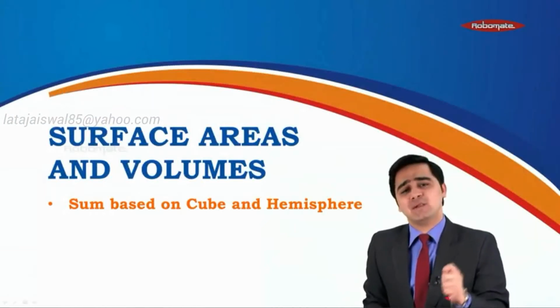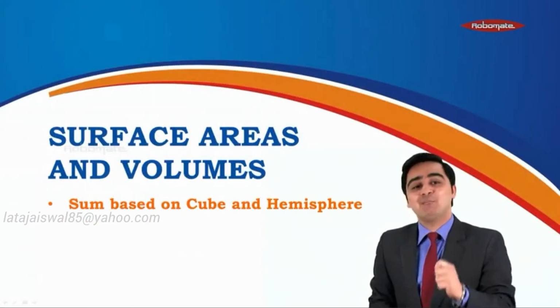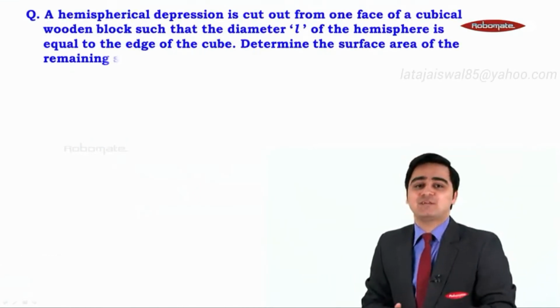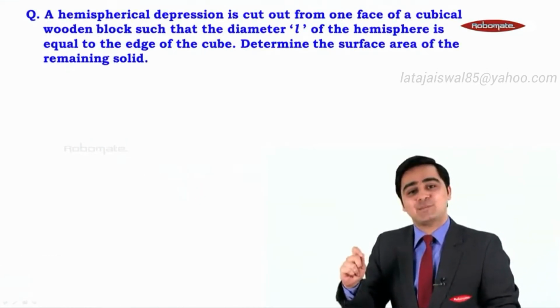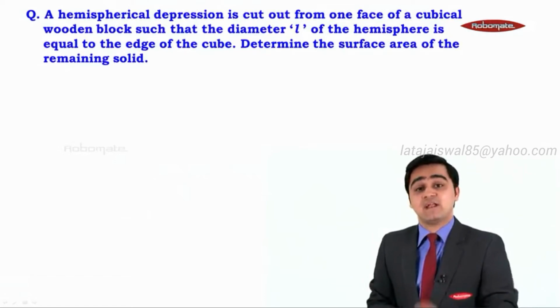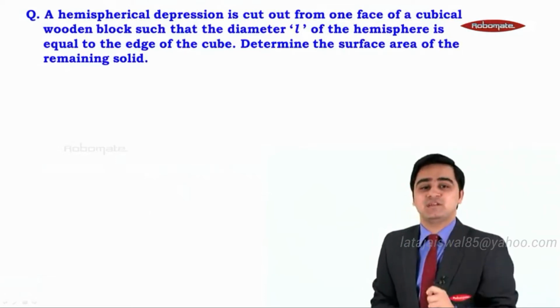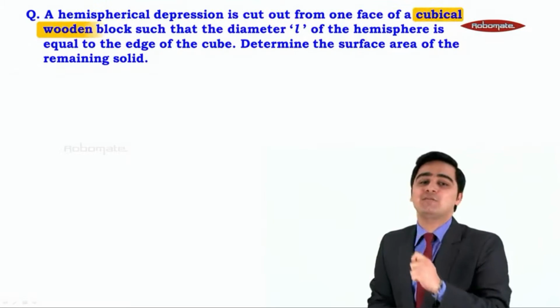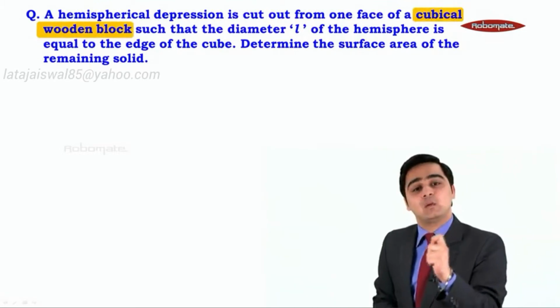To understand a very beautiful and a very interesting sum based on cube and hemisphere. Now this is the question we have in front of us. Let us understand the question with the help of the figure. It says that a hemispherical depression is cut out from one face of a cubical wooden block.